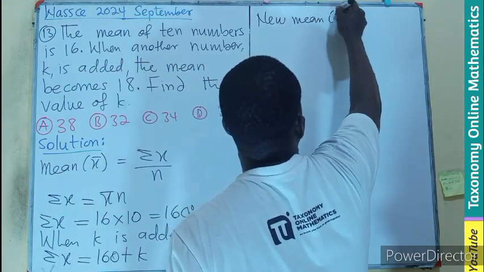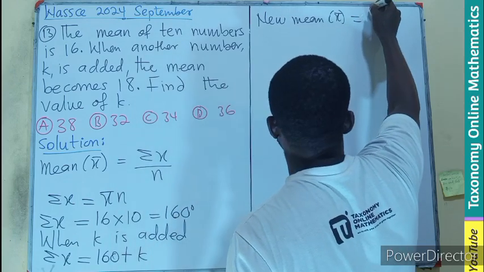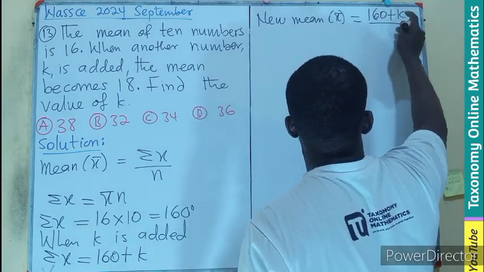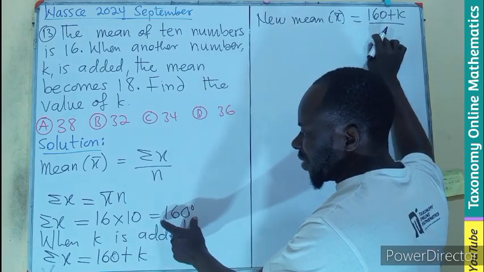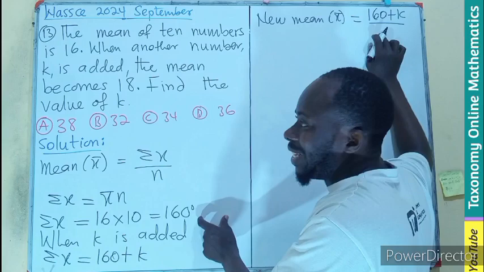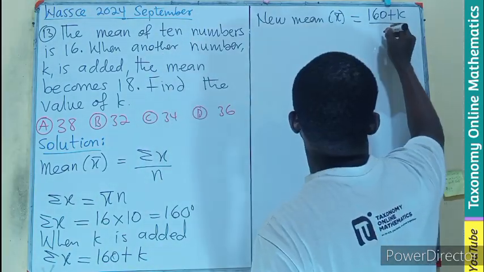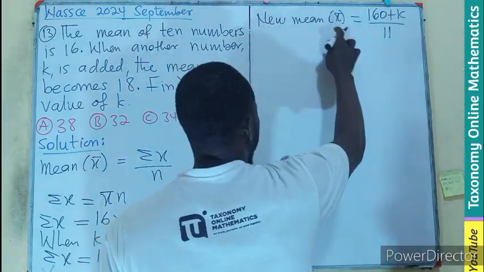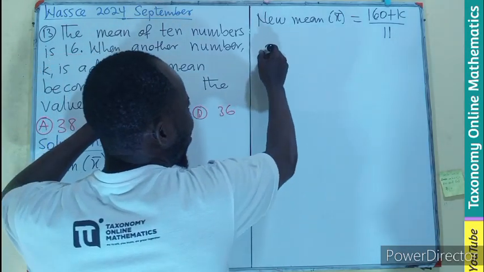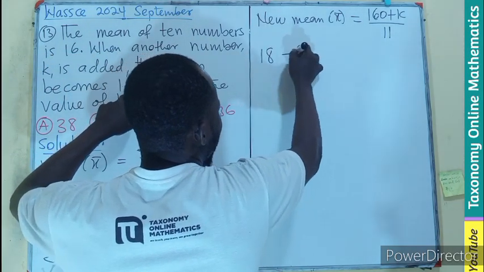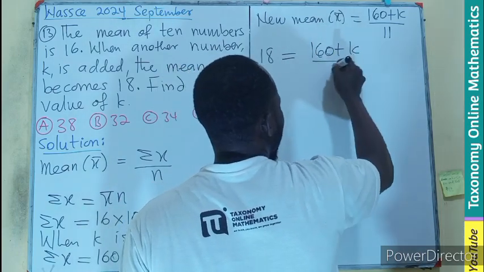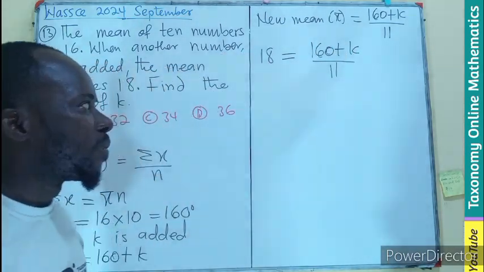So let's see what will be the new mean. The new mean will still be the summation, right? Which is 160 plus k. It was 10 numbers we were adding to get 160. So if you are adding 1, it means the 10 will become 11. Don't forget the new mean, we have been told, becomes 18. So this equation becomes 18 equals 160 plus k divided by 11.